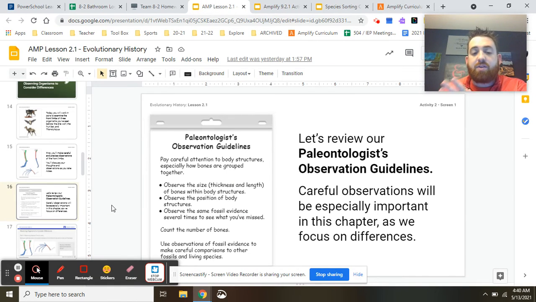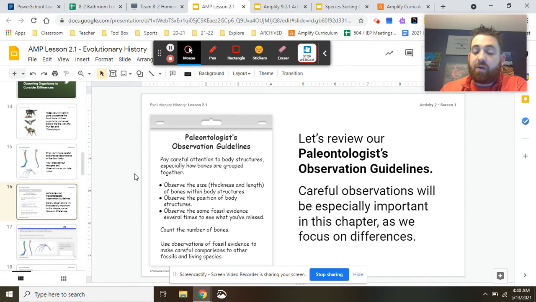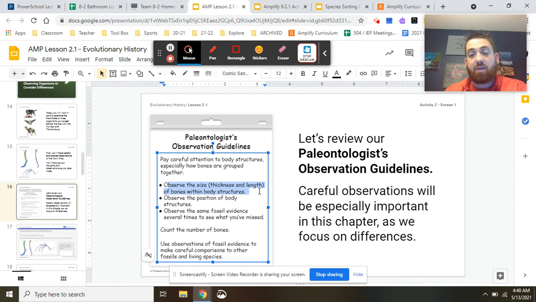Whenever paleontologists are looking at different body structures that are grouped together or very similar and have those shared structures, the first thing they look at is the size of the bone within the body structure, things like the thickness and the length, along with the position of the body structure. They will make several attempts to not only observe, but to describe some of those similarities and differences as they count the number of different bones, using all of this evidence to support claims about differences, similarities, shared structures, and common ancestors.